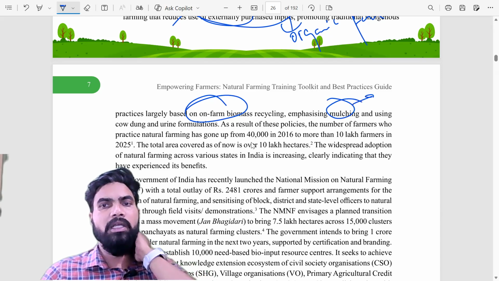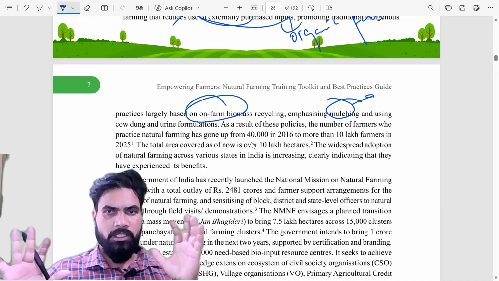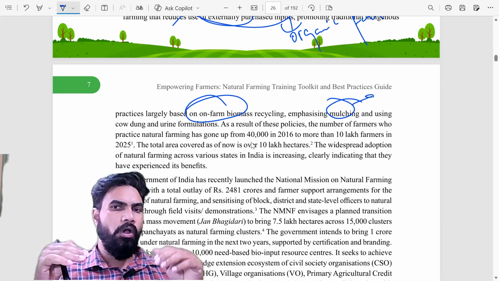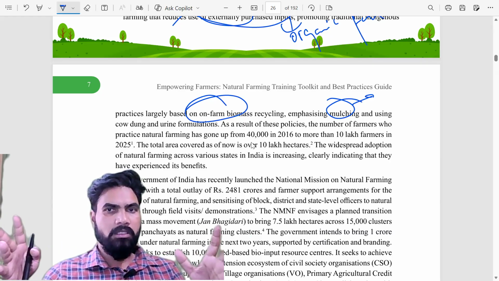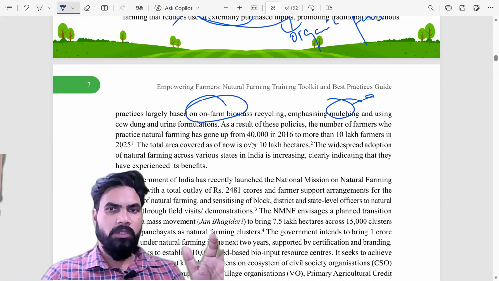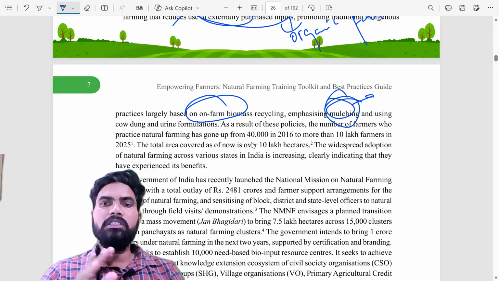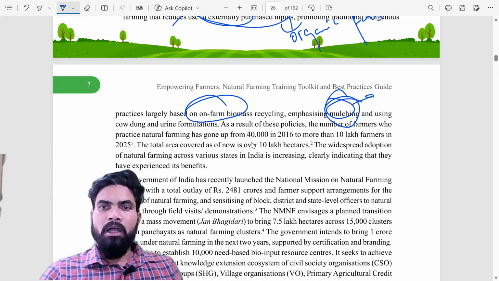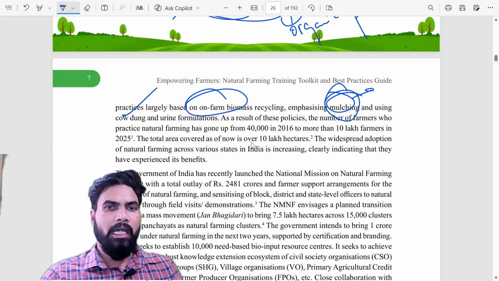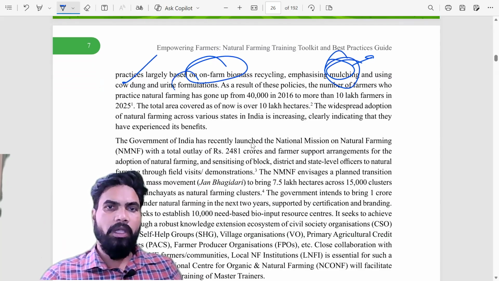Mulching is nothing but covering the soil with crop waste so that soil moisture does not evaporate or get lost in the sunshine. That is what is called mulching. It is covering the topsoil. And apart from mulching, using cow dung and cow urine for organic inputs.